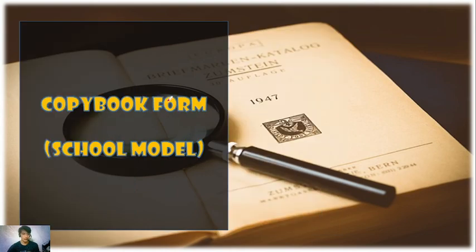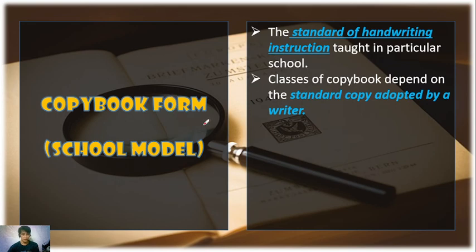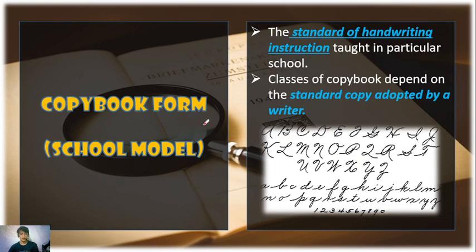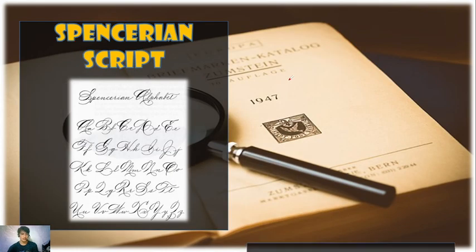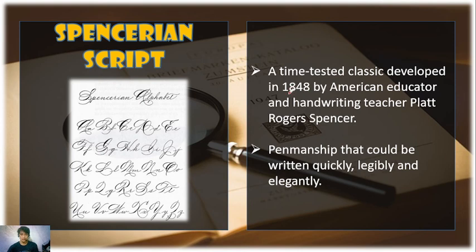So now, what are the different kinds of copybook models, or copybook forms, that we have? We are going to have them in our next slide. These are the early forms of copybook style. We have here the Spencerian script, from 1848. It was developed by an American educator named Platt Rogers Spencer. That's why this copybook form was named after him, Spencerian script.